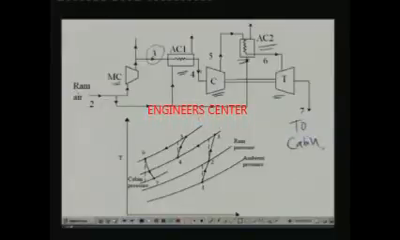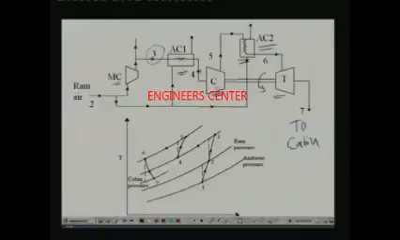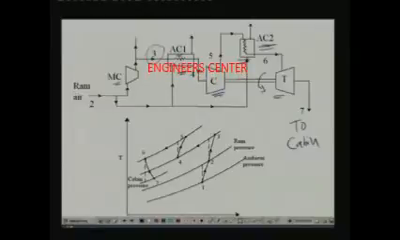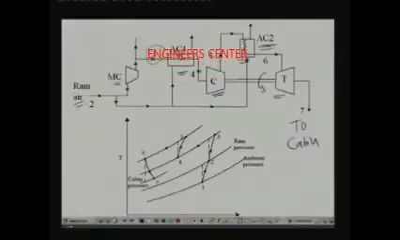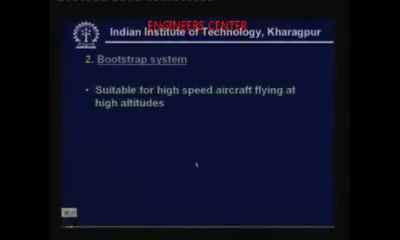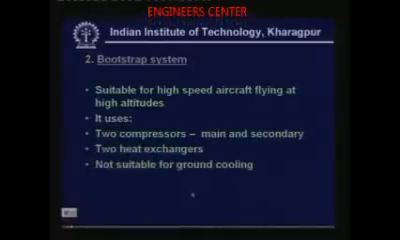So you can see the difference between the simple system and the bootstrap system. Here the power output of the turbine is used for running the compressor, and the ram air is used for cooling air cooler 1 and air cooler 2, because the same ram air is used. Obviously this system is not good for ground cooling, because on the ground you do not have any ram air, so the air coolers cannot be cooled. Normally you use it for high speed, high altitude flights. As I said, it is suitable for high speed aircraft flying at high altitude, it uses two compressors and two heat exchangers, and is not suitable for ground cooling.